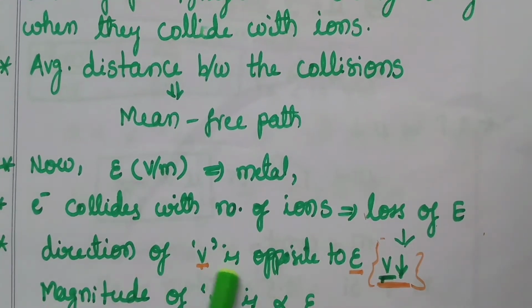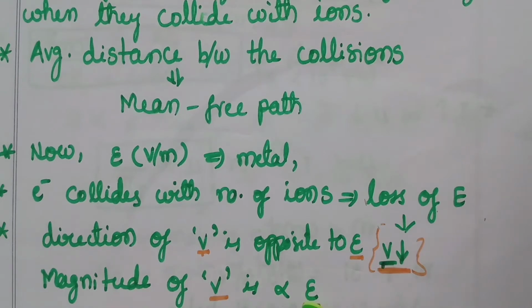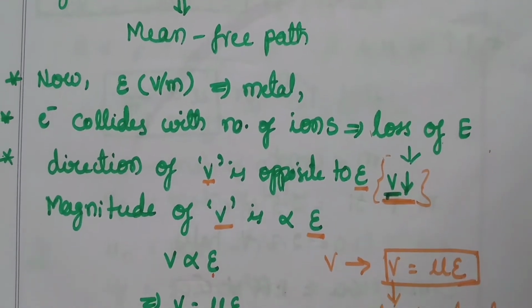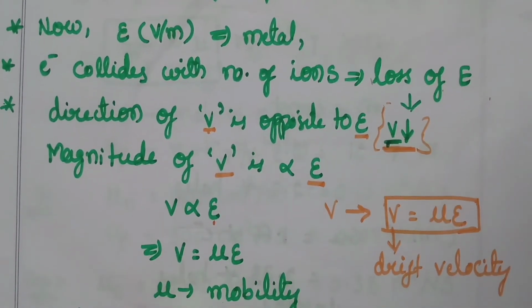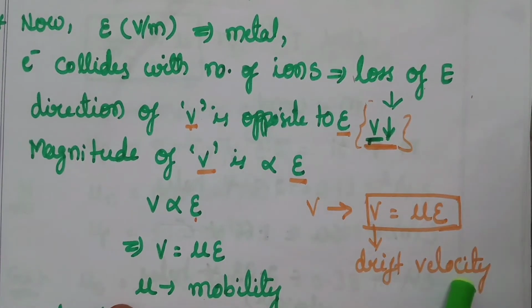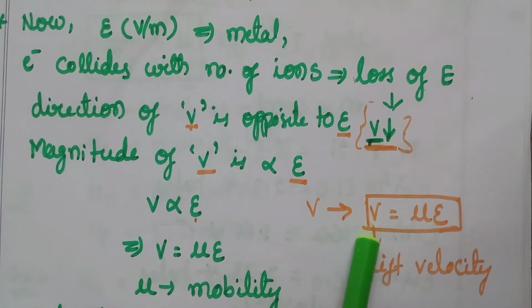This velocity is called the drift velocity. The direction of this velocity is opposite to the direction of the applied electric field, and its magnitude is proportional to the electric field. So we get V proportional to epsilon. To remove this proportionality, we have to add a proportionality constant. So we get V is equal to mu epsilon, where mu is the mobility. We can define the drift velocity as the velocity possessed by the electrons under the influence of an applied electric field. So this is the final equation for the drift velocity: V is equal to mu into epsilon.